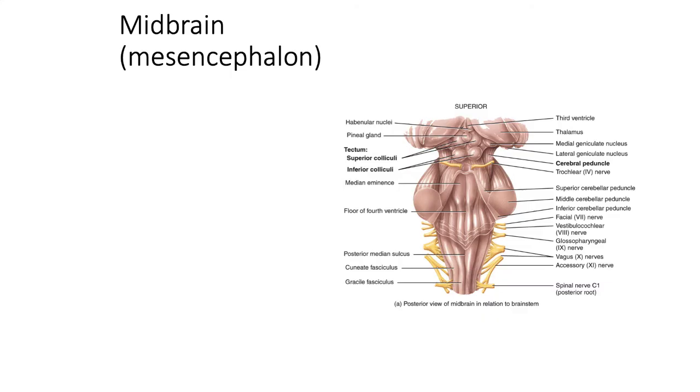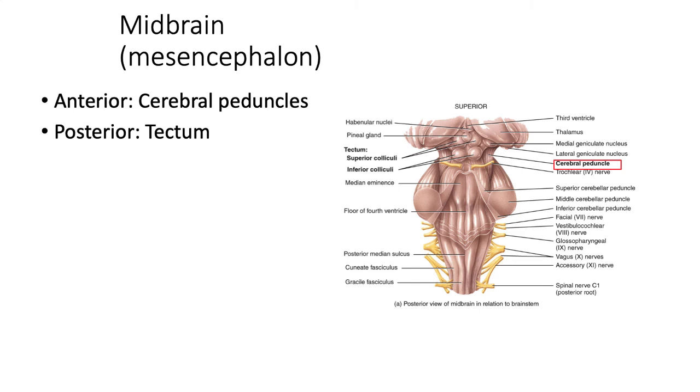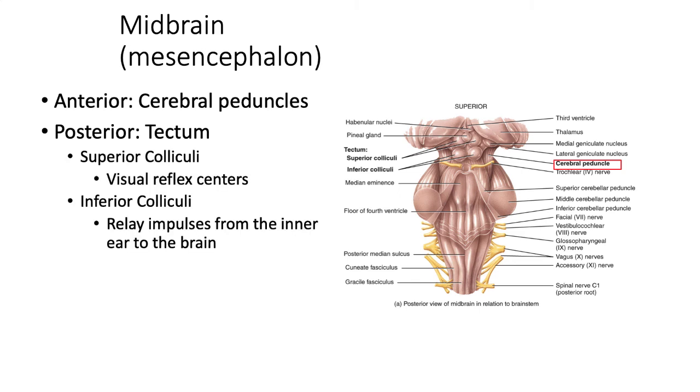On the anterior side of the midbrain are some structures called the cerebral peduncles. These are motor tracts that convey nerve impulses from the motor cortex to the descending corticospinal tracts. On the posterior side are some structures that are called the tectum. These are projections that make up the 2 superior and 2 inferior colliculi, one on each side.